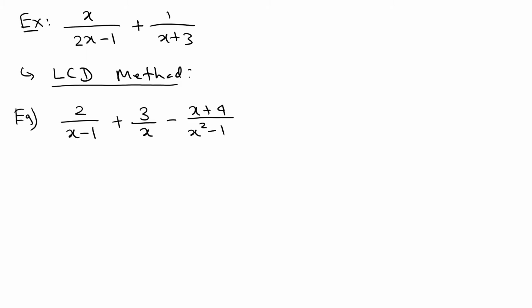So let's say we have 2 over x minus 1 plus 3 over x minus x plus 4 divided by x squared minus 1. And you can see x squared minus 1 has 2 factors, x minus 1 and x plus 1. So the LCD, the least common denominator, is the product of different factors. The product of different factors are x minus 1 and x plus 1.